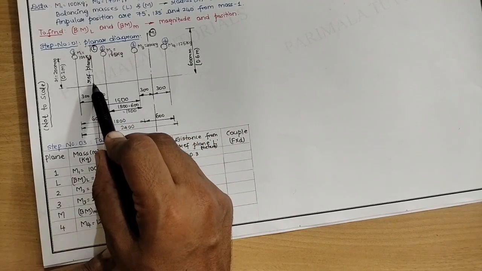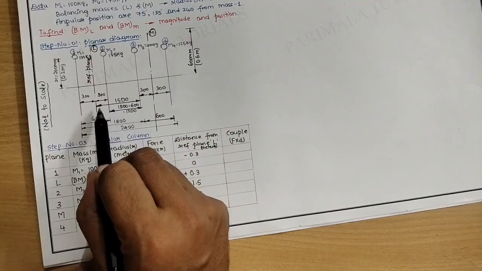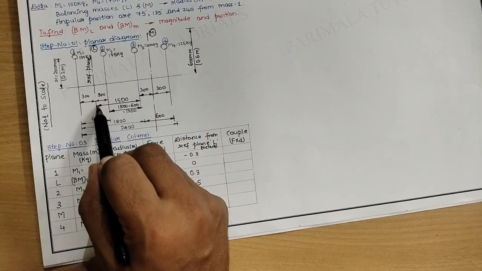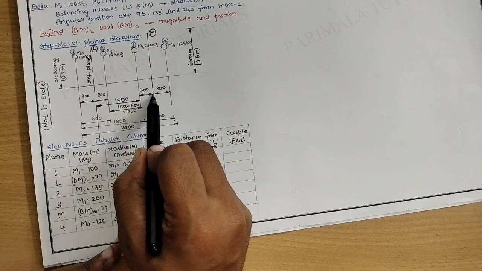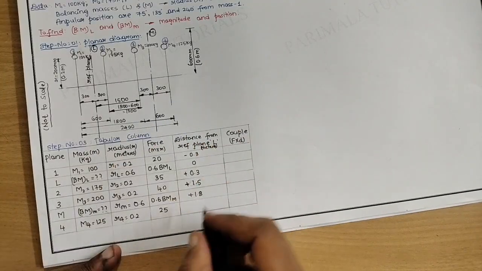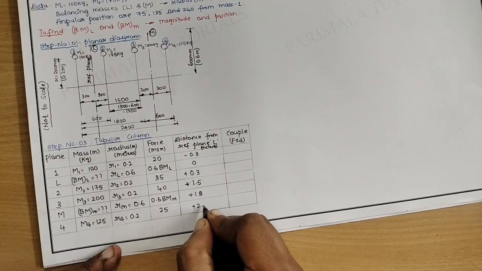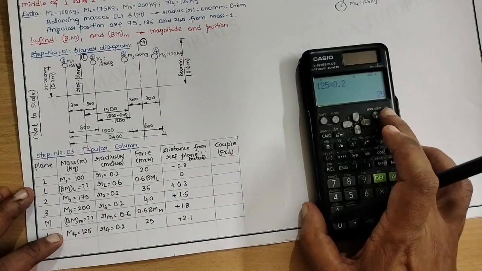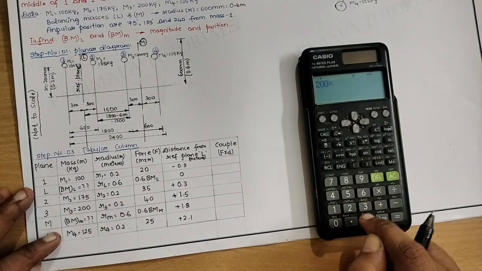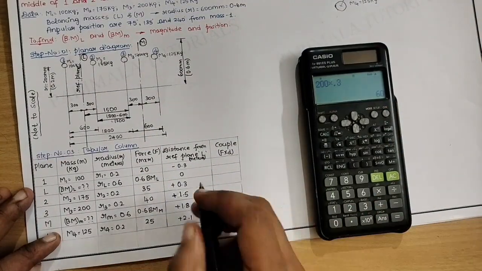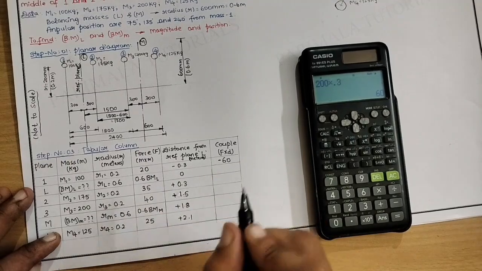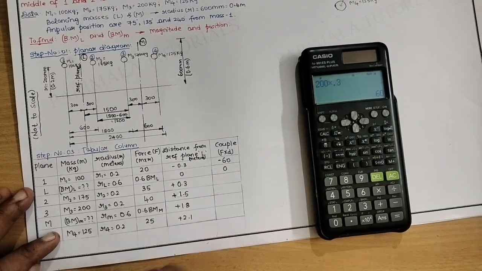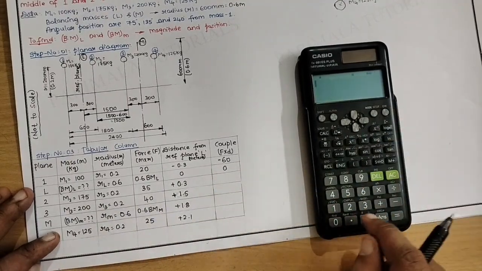Similarly, the distance from the reference plane to the last plane. How do you measure this one? From here to here is 1500 plus 300 plus 300. That is nothing but 2100 mm. That is 2.1 meters. Once again, make use of 200 into 0.3. Negative carry as it is. So this value is 0 followed by 35 into 0.3.